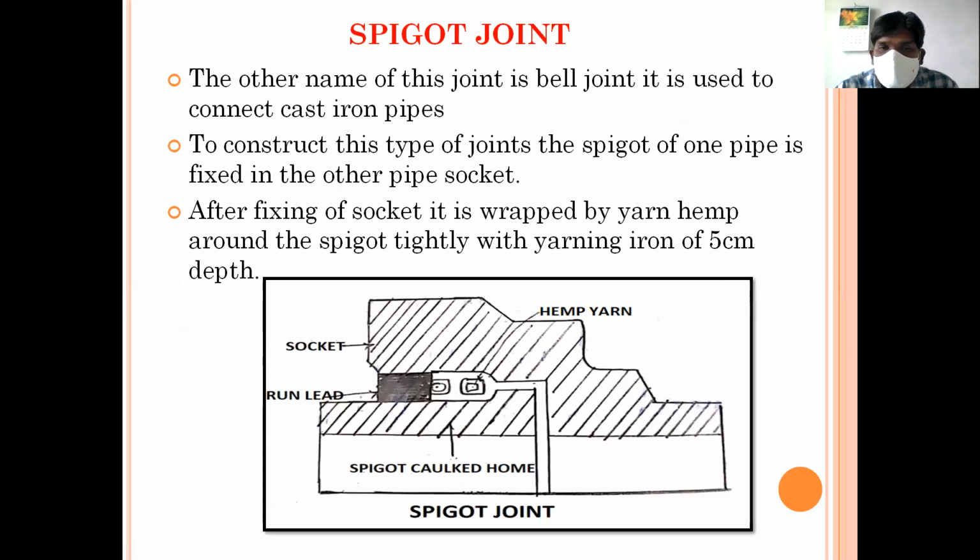The first one we have seen is the spigot joint. This is a spigot, and here one end of the pipe is kept into the socket, and the other end of the pipe is also introduced. After fixing into the socket, it will be wrapped with tampon to avoid leakage. And we have seen how it functions with the diagrams.